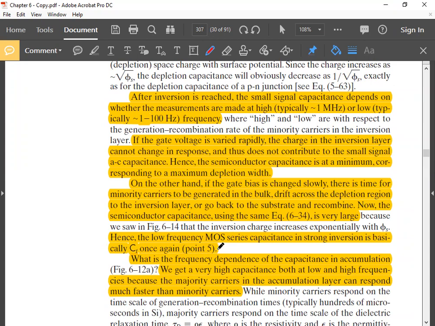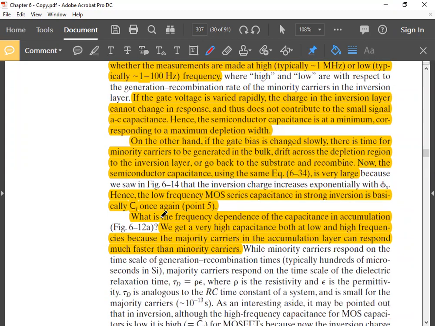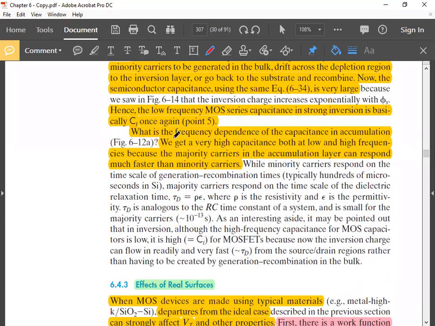And here, why is there no variation between high frequency and low frequency capacitance in accumulation? That is mentioned here. We get a very high capacitance at both low and high frequency because the majority carriers in the accumulation layer can respond much faster than the minority carriers. So that is all about capacitance voltage characteristics of MOSFET.